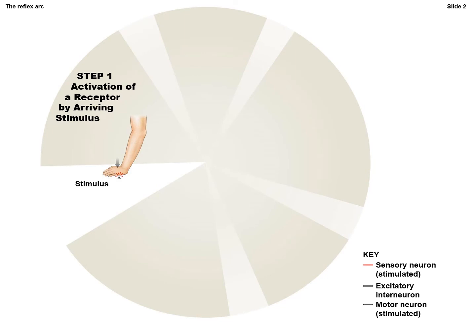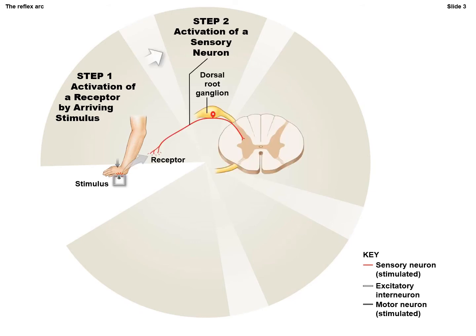We'll now be covering the different steps of a reflex arc. The first step is the activation of a receptor by an arriving stimulus. In this case, it's going to be a painful nail. I put my hand on the nail. Stimulus. From there, that stimulus will activate a sensory neuron. This is the afferent signal that will travel to the spinal cord through the dorsal root ganglion, the dorsal root, and into the posterior gray horn.